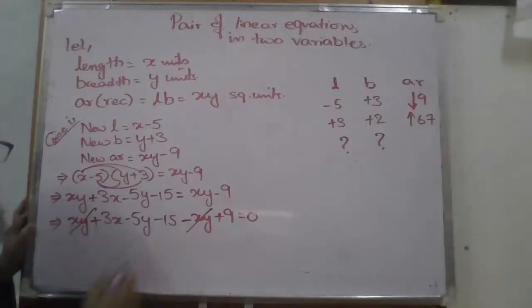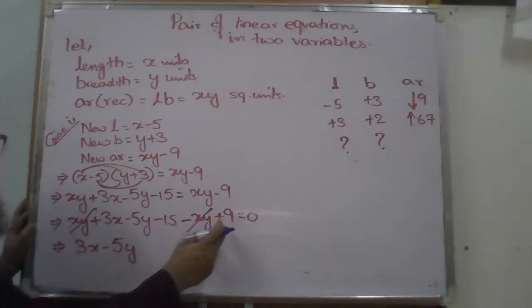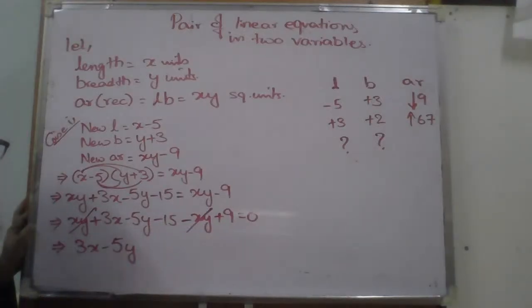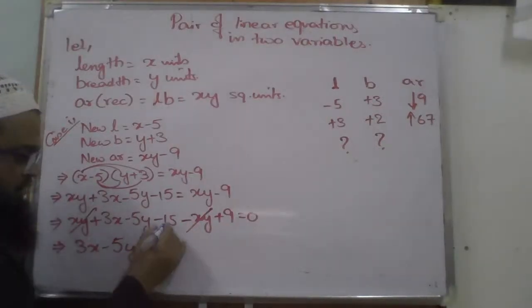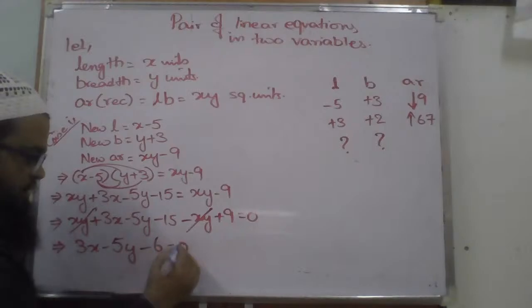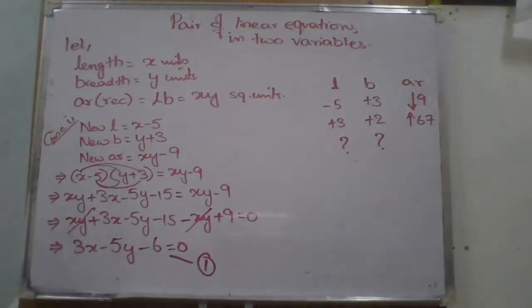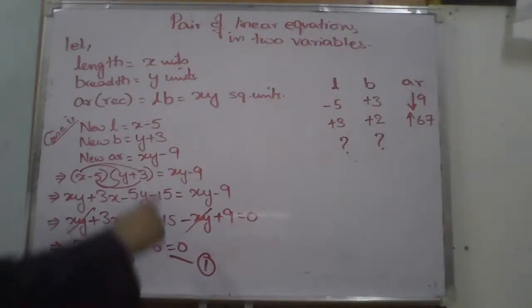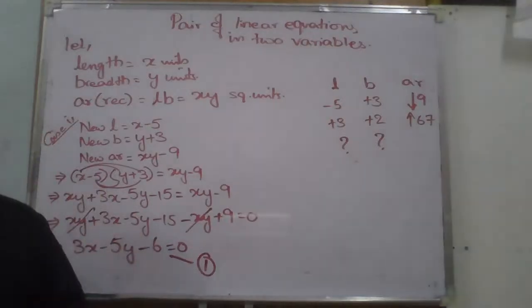Xy and xy get cancelled. So that implies 3x minus 5y minus 15 plus 9. What is minus 15 plus 9? One is negative, one is positive, so subtract: 15 minus 9 is 6. So it will be minus 6 is equal to 0. So this is the first equation. Do you understand, my dear students? Don't panic when you get xy minus 9. Go along with what the problem has given and try to do the steps, you will understand.